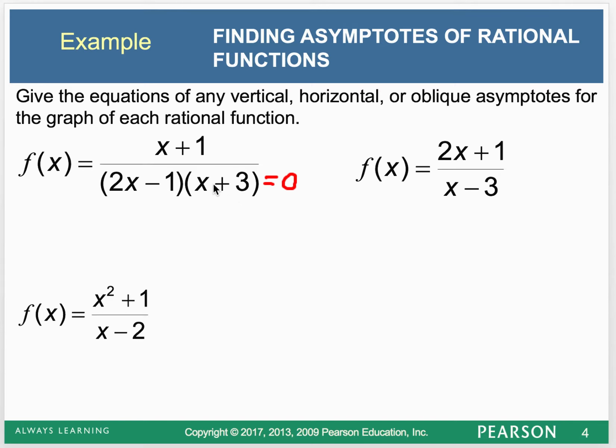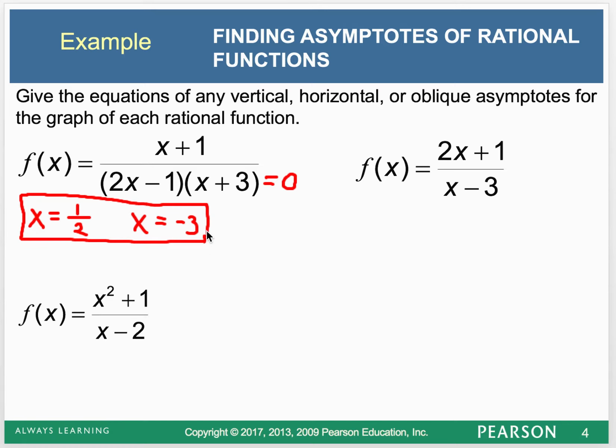So this one's already factored for us, so that's nice. That means x equals 1/2 is a vertical asymptote, and x equals -3 is a vertical asymptote. Okay, after we find the vertical asymptote, we look for horizontal or oblique by comparing the degree of the numerator and the denominator. Well, to see what degree this is, I need to multiply this out.